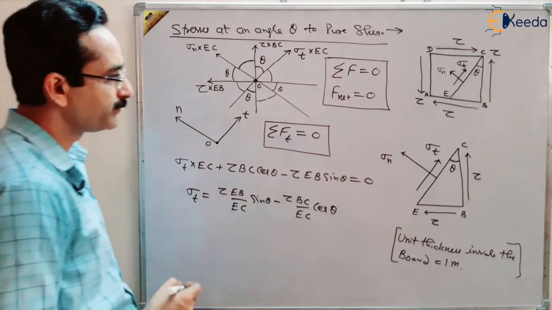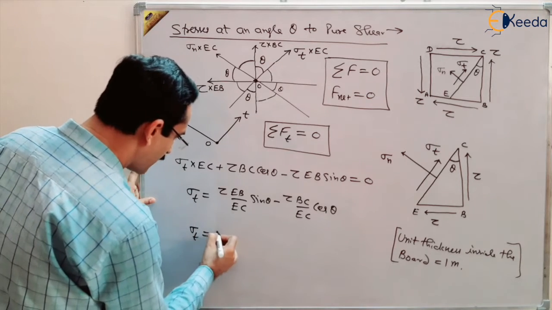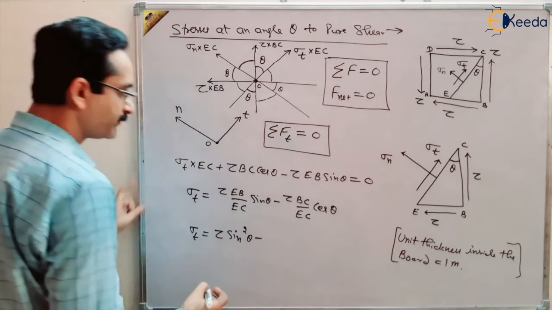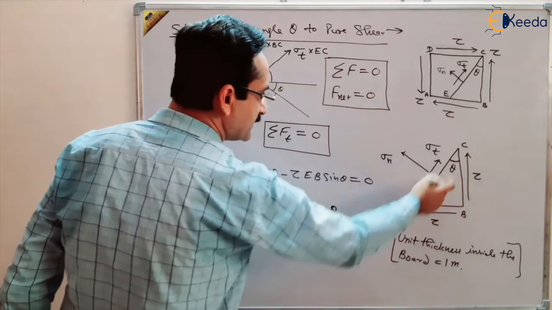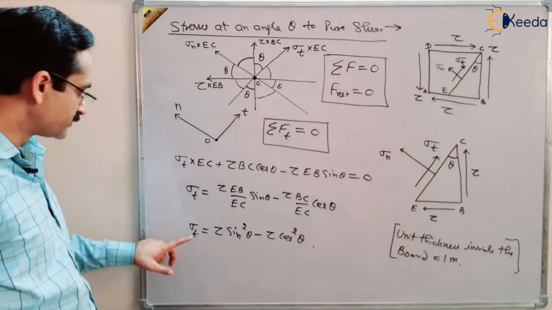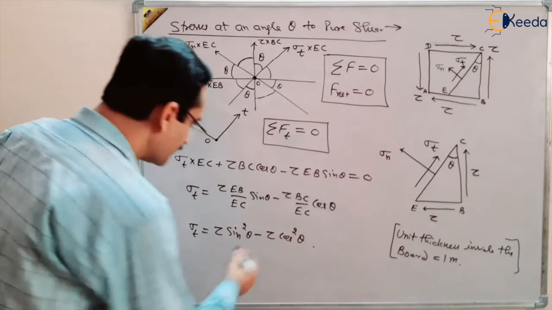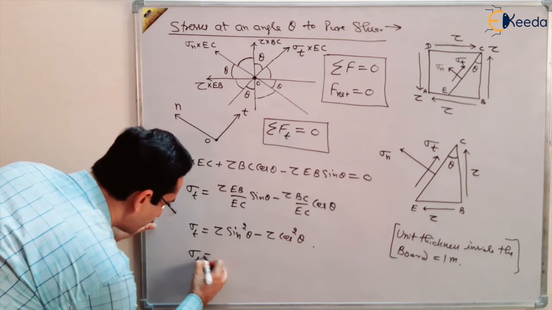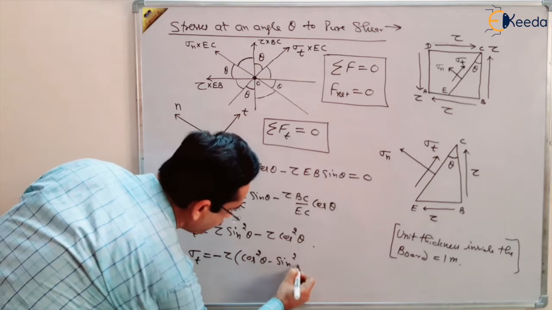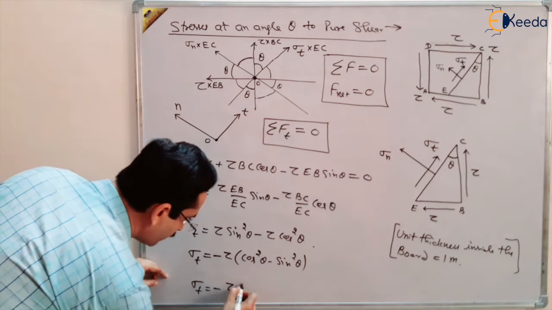And what is EB by EC? EB by EC, this is sine theta. So sigma T will be equal to tau sine theta and sine theta, this is sine square theta, minus BC by EC, this is cos theta, this is tau cos square theta. So shear stress in tangential direction, sigma T is equal to tau sin square theta minus tau cos square theta. It can be further solved that sigma T will be equal to minus tau times cos square theta minus sin square theta, and cos square theta minus sin square theta is cos 2 theta. So sigma T will be equal to minus tau cos 2 theta.